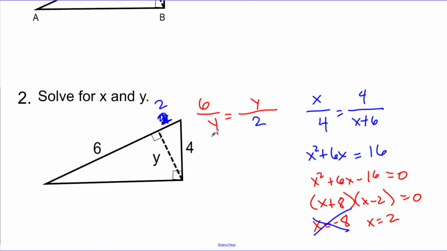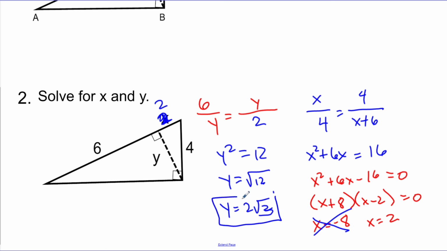So now I can solve this one and say y times y is y squared. 6 times 2 is 12. And so that means that y is equal to the square root of 12. And I can simplify this a little bit. We never want to leave our radicals unsimplified, and it's going to turn into 2 square root of 3. And so that would be my final answer. So I found x and y.